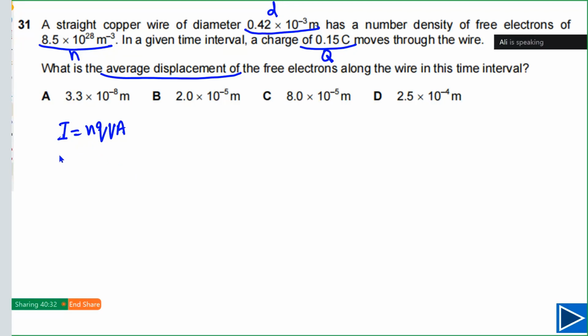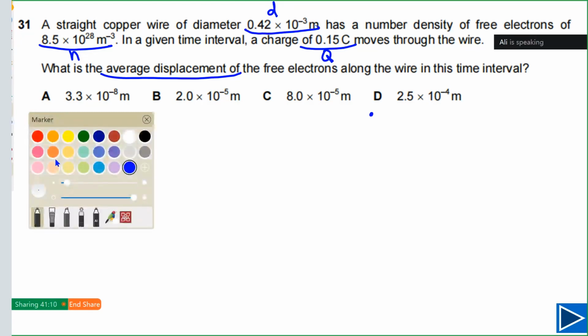Now, in order to calculate average displacement, you can change this I. I is equal to Q over t, the amount of charge. What is current? Amount of charge. Imagine that I'm looking at this point, the amount of charge passed through this point in a given time, that is current, meaning Q over t. So we can replace I with Q over t. Here we have nqvA. Now you can multiply with t on both sides. We can say Q will be equal to nqA, and here you have vt.